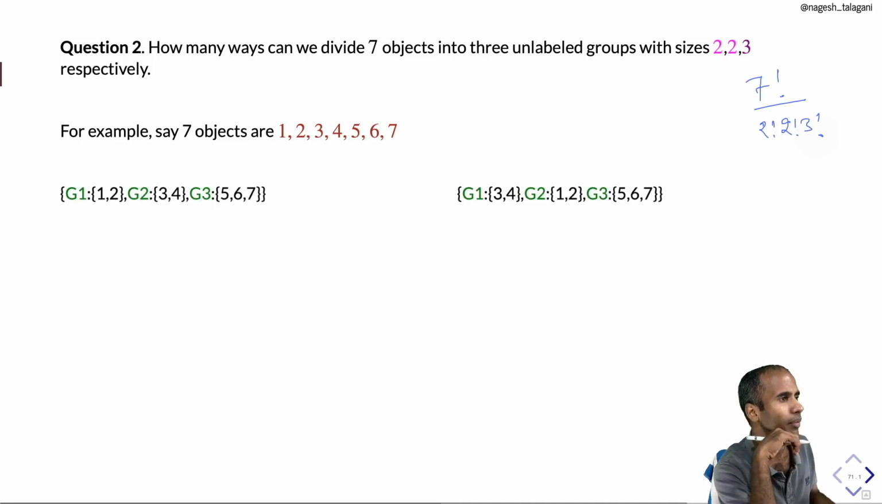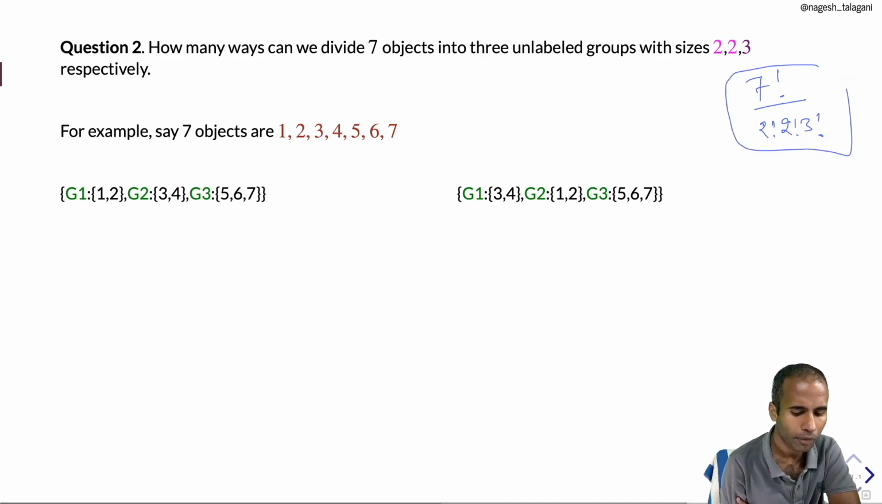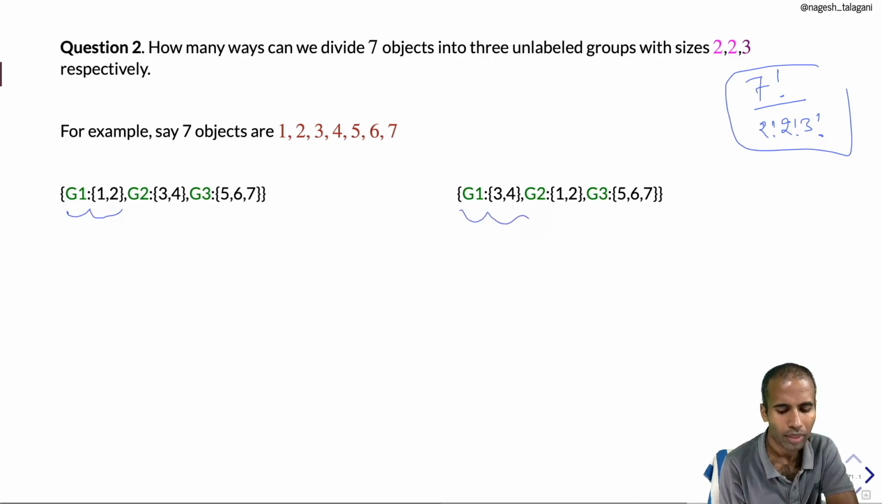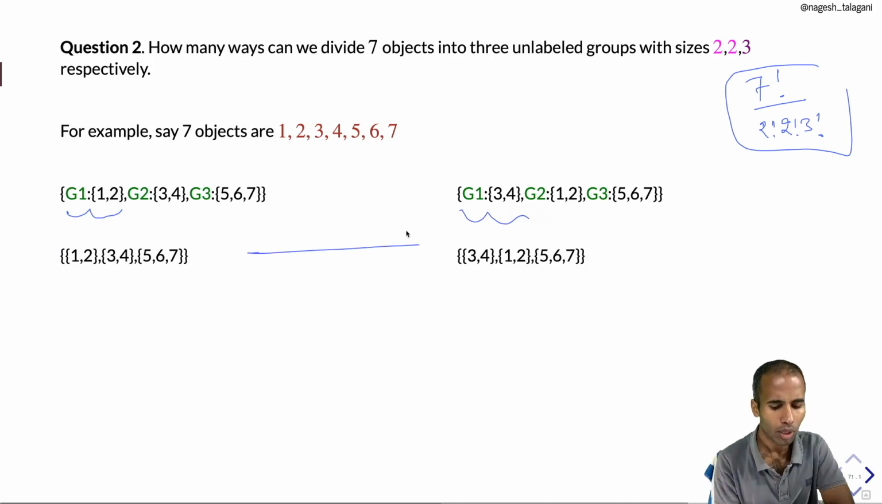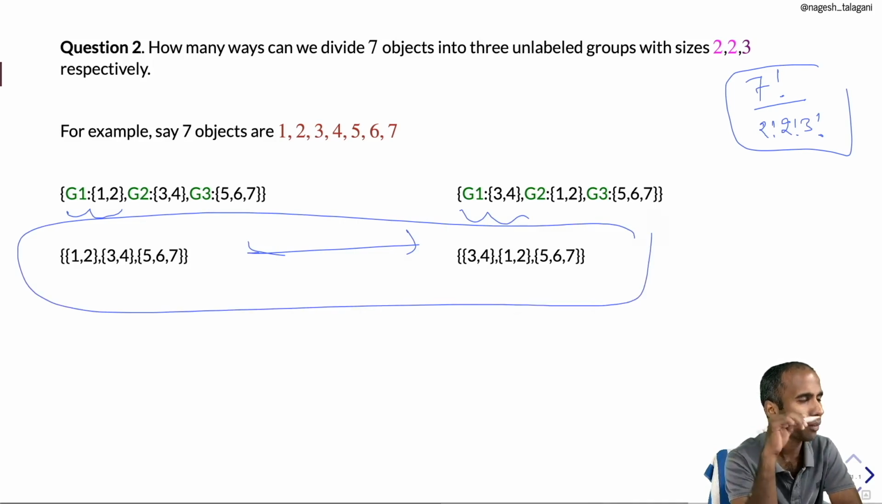Here, these 2 are 2 divisions of the 7 objects into the 3 groups of sizes 2, 2, 3. Now, these 2 are going to be counted differently here. Obviously, because G1 contains 1 and 2 here, and G1 contains 3 and 4 there, they must be different. They are different in this count also. But if you remove the labels, these 2 are going to be the same. You cannot differentiate between these 2 once labels are removed. So we are going to have an overcount here.